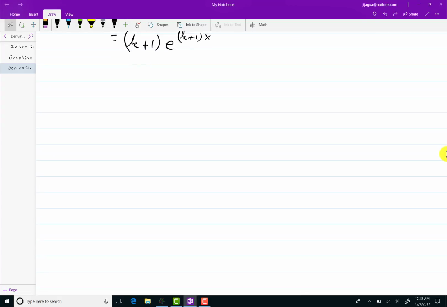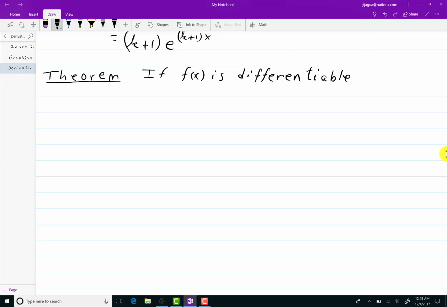Now, I made a point before that I was allowed to change that h to 0 inside of the g of x. The theorem goes like this: if f of x is differentiable at a, then f of x is continuous at a. So if we have a function that we can take the derivative of at a, then I know it's going to be continuous at a.